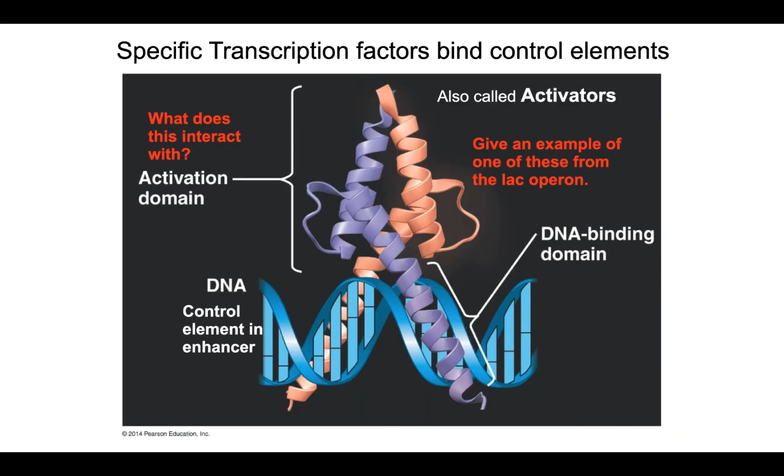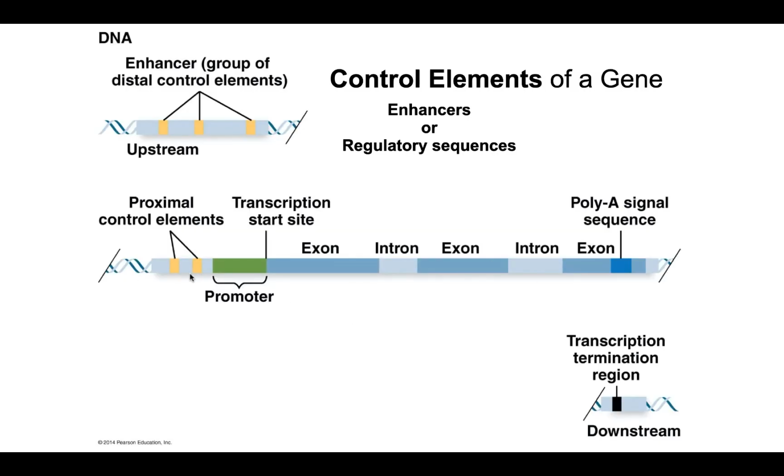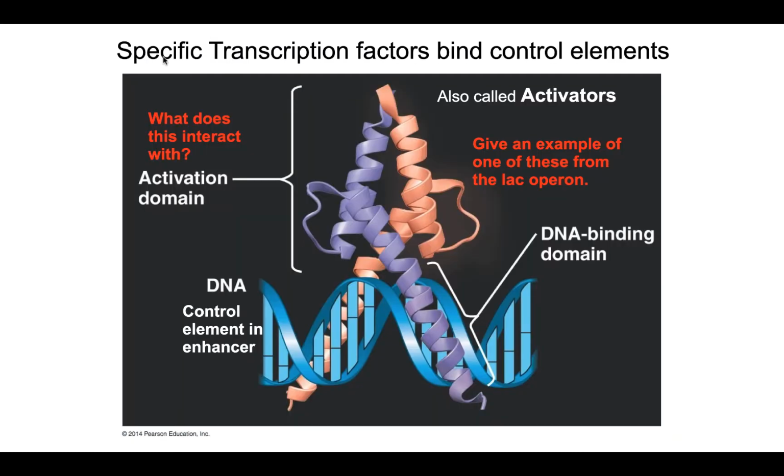Now, the trans factor, the protein that binds to these specific sequences of DNA, are called specific transcription factors. Specific transcription factors are special proteins in that they have a domain that allows them to bind to very specific sequences of DNA, very specific enhancers. This is called the DNA binding domain of that protein. In addition, they have a domain called the activation domain, and this is a domain that interacts with some other protein. So what that means is our transcription factor is going to bind to DNA and then recruit other proteins.